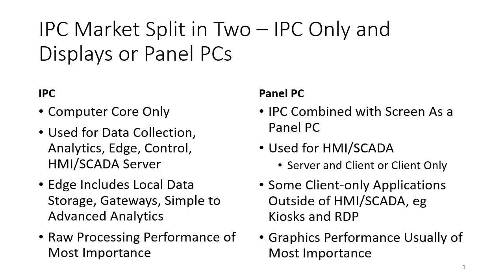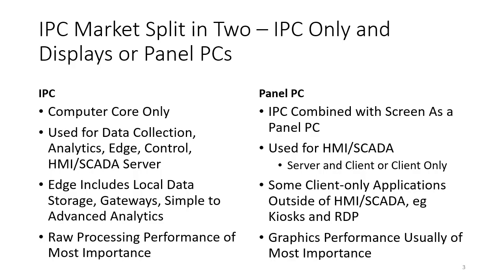Now the other half of the market is displays or panel PCs, and this is an industrial PC that's combined with a screen. So often it's a single device, you'll have a display, and then mounted on the back of that display is the industrial PC with all of its ports and connections and so on. These are normally used for HMI SCADA, and they can either be the server and the client in a single box, so we're at sort of like an operator interface level or a machine control level.